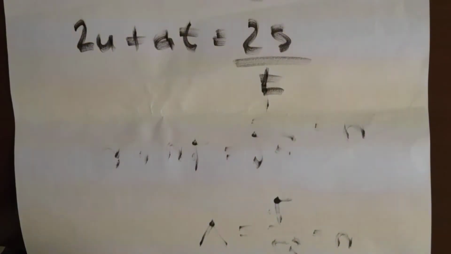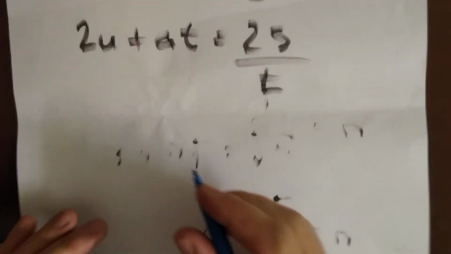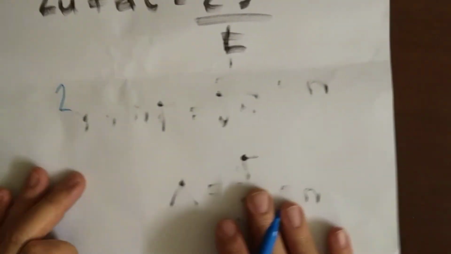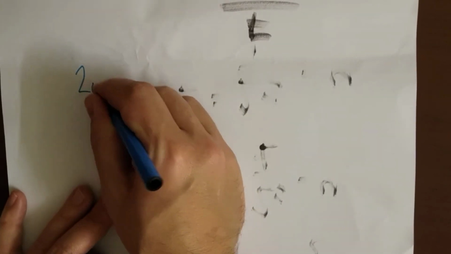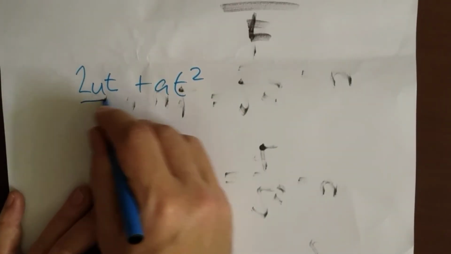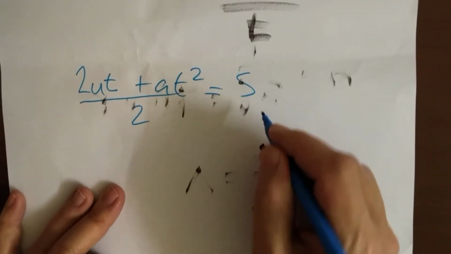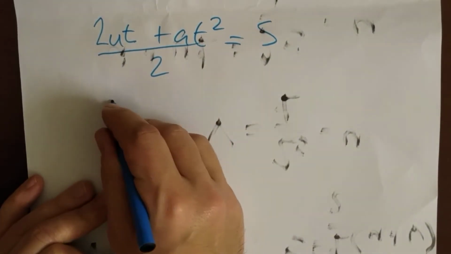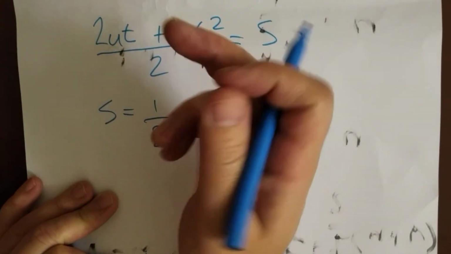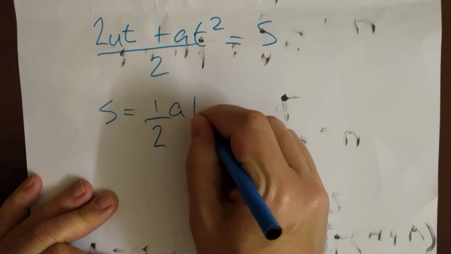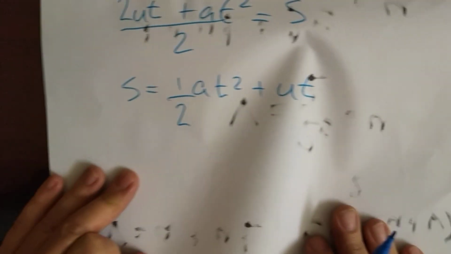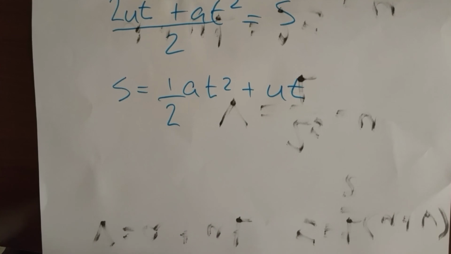Let me switch markers, one moment. And I'm going to multiply by t, so I've got 2ut plus at squared, divided by 2, over 2 is equal to s, and s is equal to 1/2 at squared plus ut. I'm rearranging these, I'm just switching them around, okay? And that's a formula you can use if you don't have the final velocity. It's very handy, and you'll be using it probably the majority of the time.